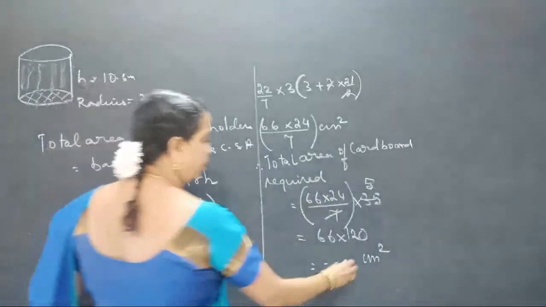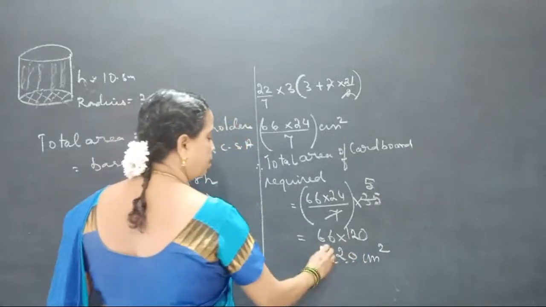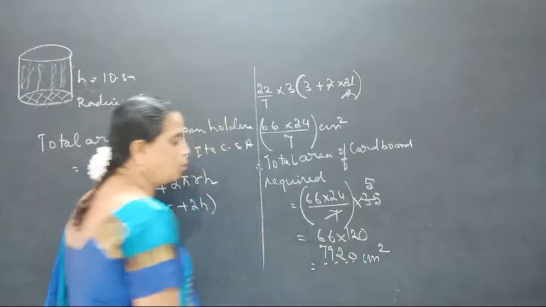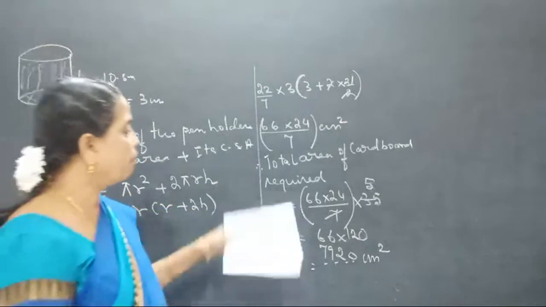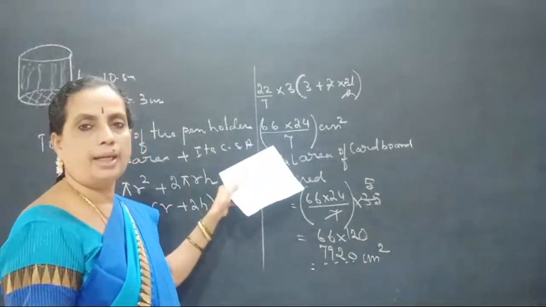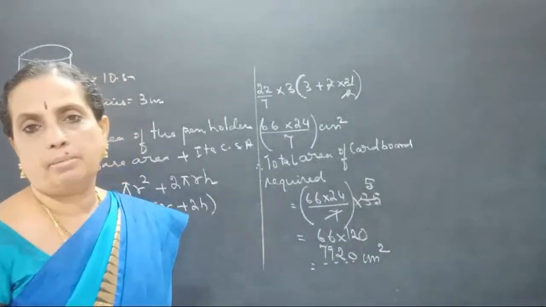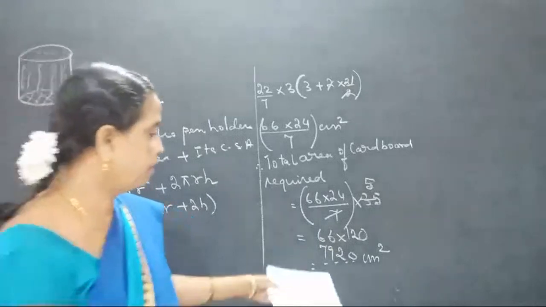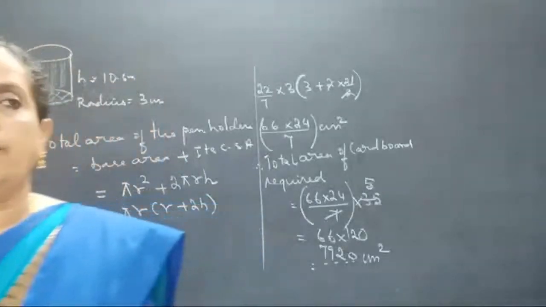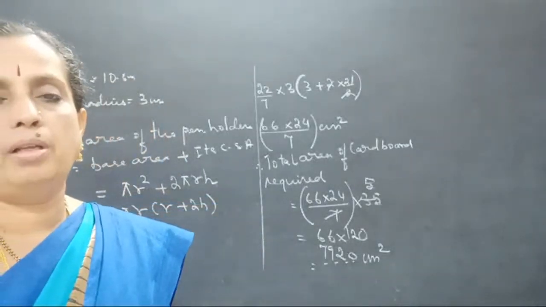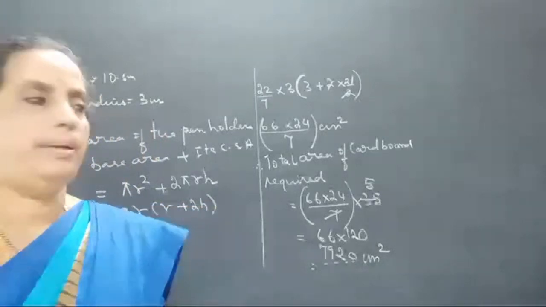What do you get? 12 6s are 72, 12 6s are 72 plus 7, 7920 centimeters square. Is that clear? Instead of dividing and keeping it in decimal, I took it as it is, so that in the further calculation it will be easily cancellable. Is that clear? So after getting this, underline the answer and mention total area required for 35 competitors equals 7920 centimeters square.